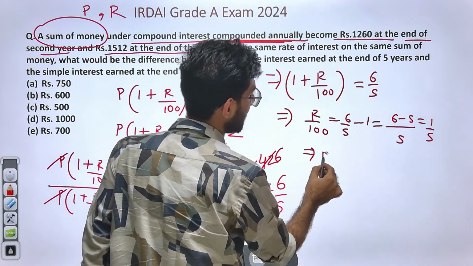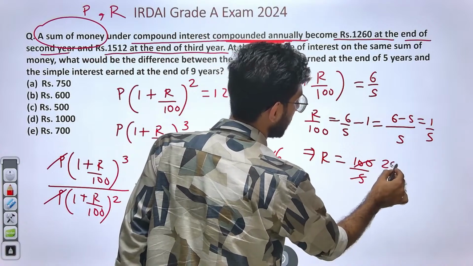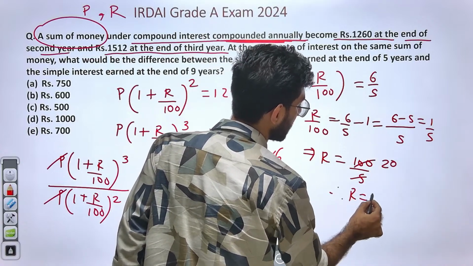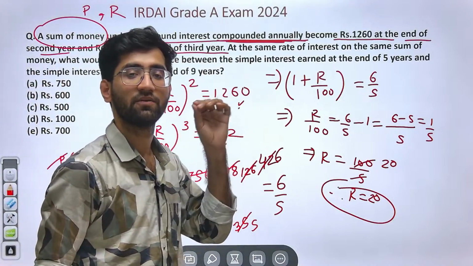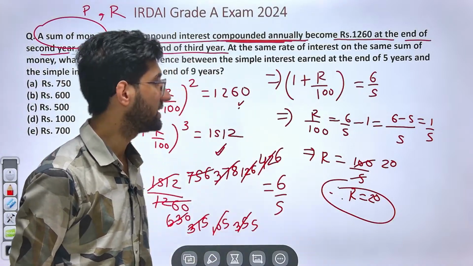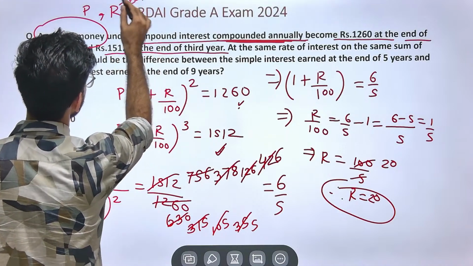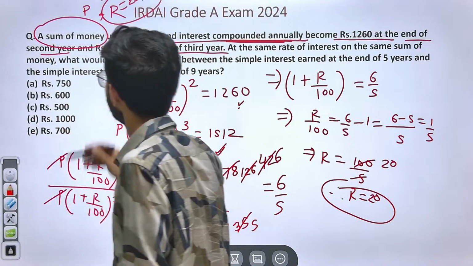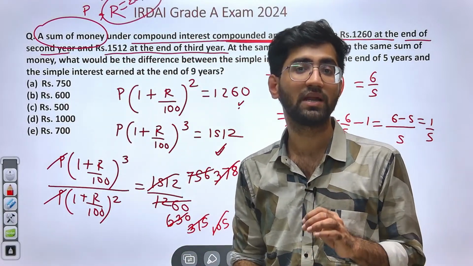So what is the value of r? That is equal to 100 by 5. So 5 into 20, so r equals 20. So the rate of interest is 20. Now we have found one thing, that the rate of interest is 20%. But we have not found the value of p yet. So we will have to find the value of p.